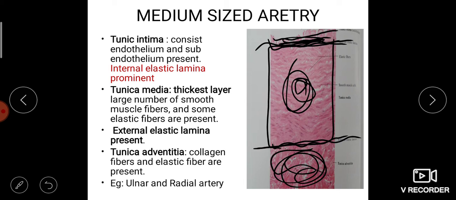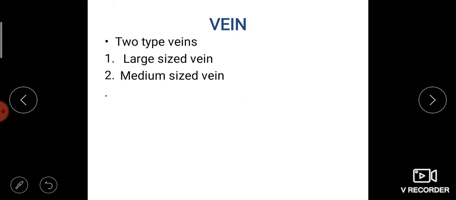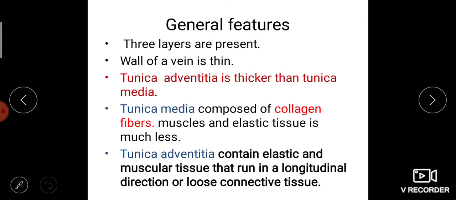But small arteries, for example, the radial artery and ulnar artery. Now we can move to the vein. There are two types of vein: large sized vein and medium sized vein. Like the artery, veins also consist of three layers: tunica intima, tunica media and tunica adventitia. So three layers are present. The wall of the vein is thin when compared to the artery.